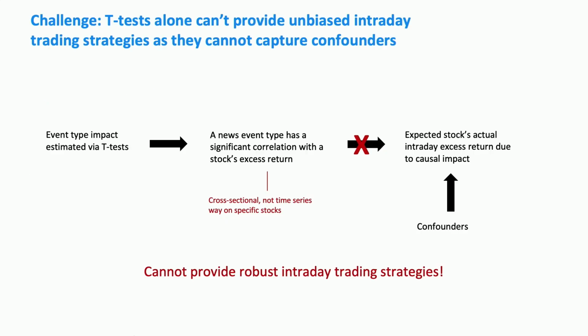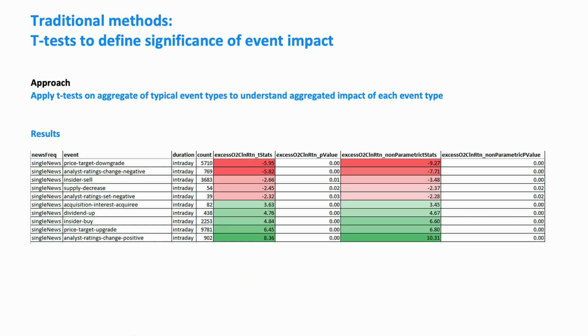So the first one is t-tests cannot provide unbiased intraday trading strategies, as they cannot capture or condition confounders in a very robust way. So what do we mean by confounders here? If we go back to the test here, we do use excess returns. Excess returns means we conditioned upon the sector returns from the stock return. So we do condition something. We took out the sector's return from the stock return.